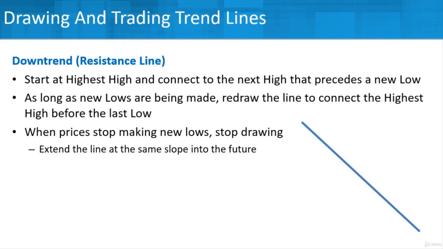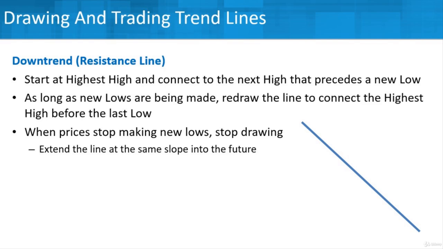And as long as new lows are being made, you keep redrawing the line to connect the highest high before the last low. So you're drawing your line along the highs, but it keeps going downward, right? That's the whole idea of a downward trend. And when prices stop making new lows, then you stop drawing, right? And then you extend that line at the same slope out in the future. You're basically extending that line all the way out, and you're watching that trend line.